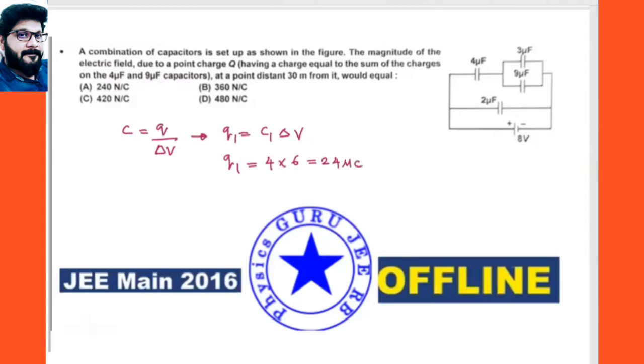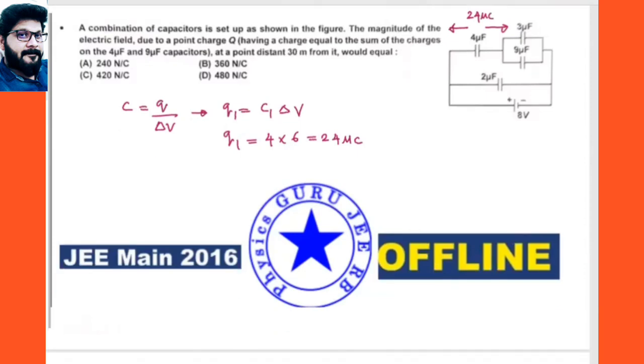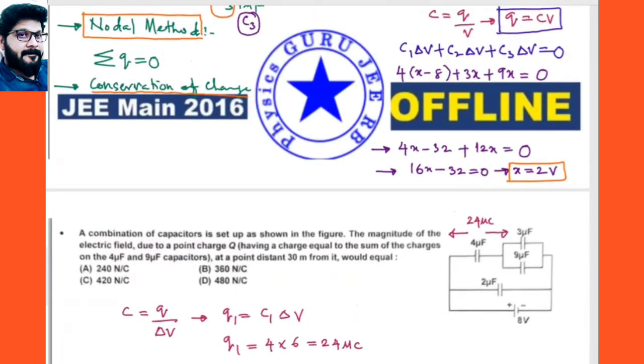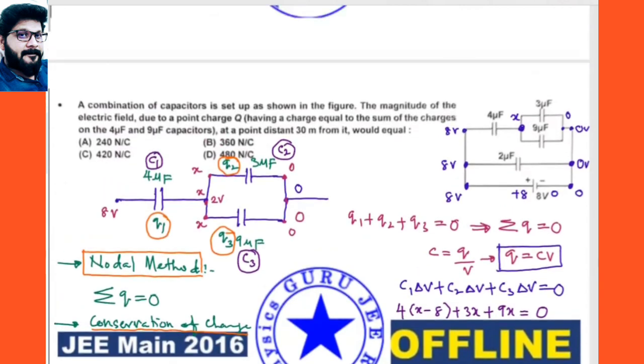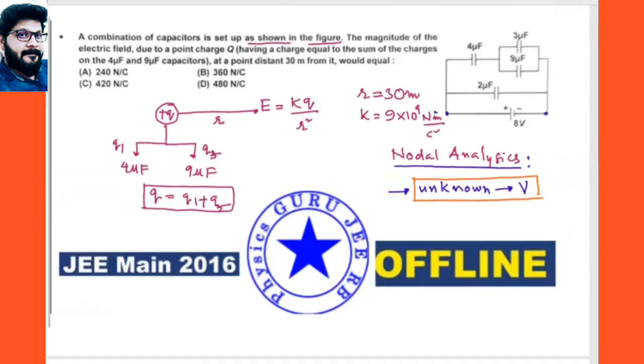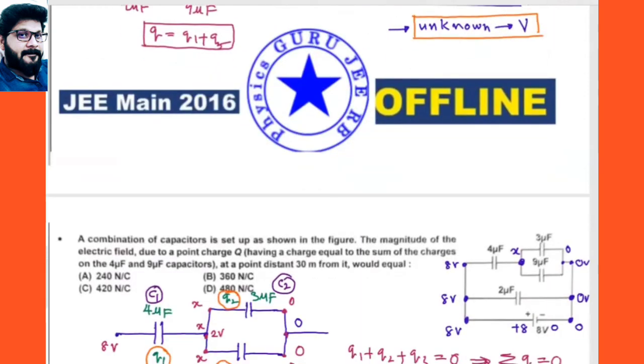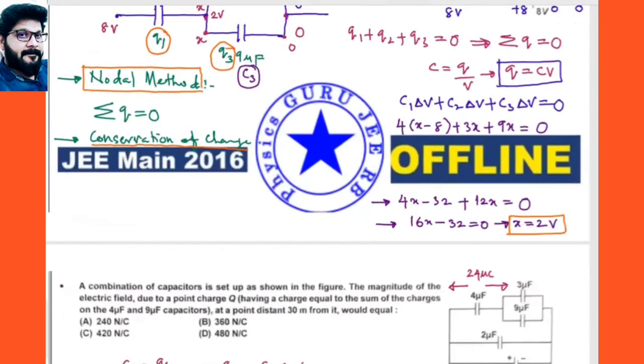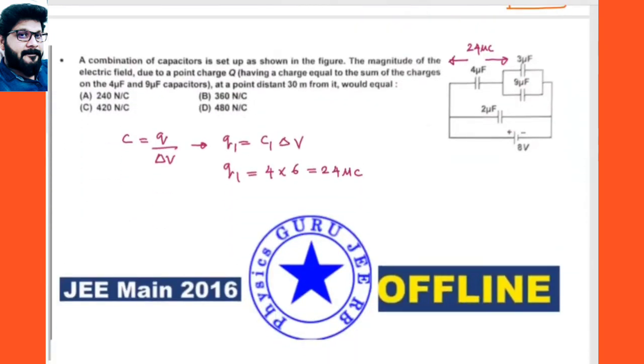24 microcoulombs. That means the charge across this 4 microfarads is given as 24 microcoulombs. We got. Next, if I want Q2 or Q3, here we want Q3. Why? Because here let me take this as Q3. We want only charges due to the 4 microfarad and 9 microfarad. Even we can calculate 3 microfarad also, no problem. Right? Now coming back to here, Q1 is equal to 4 into 6, which is equal to 24 microcoulombs.